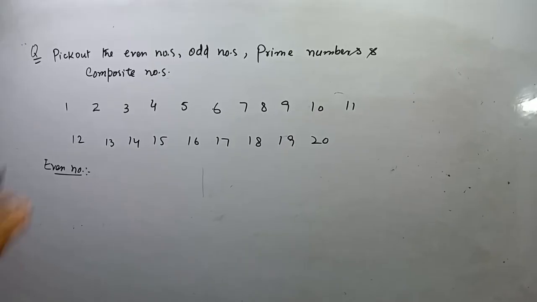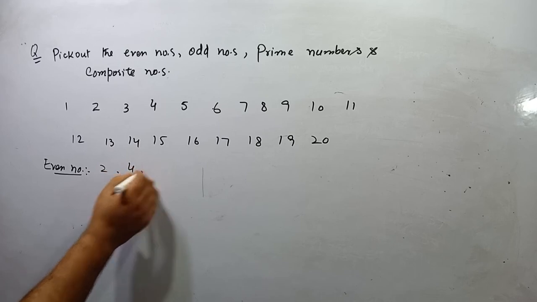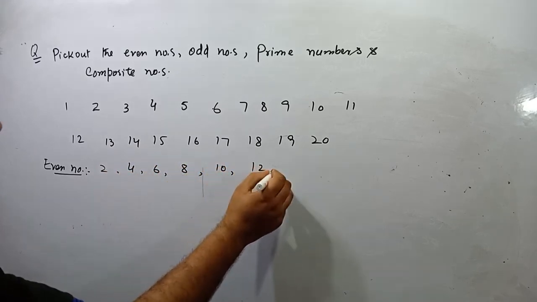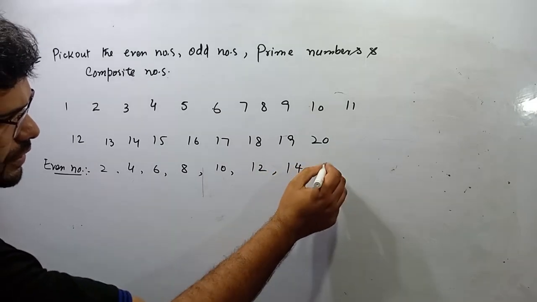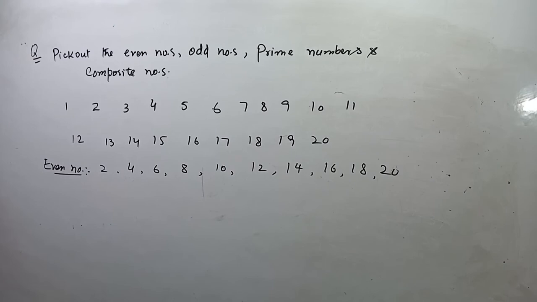Here is the question. Pick out the even numbers, odd numbers, prime numbers and composite numbers from the given set of numbers. First we will write the even numbers. You know even numbers are divisible by 2. That's 2, 4, 6, 8, 10, 12, 14, 16, 18 and 20. These are all the even numbers.